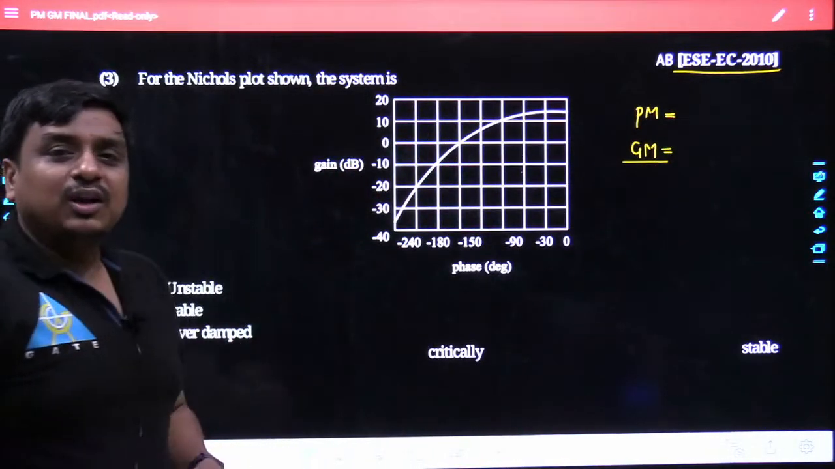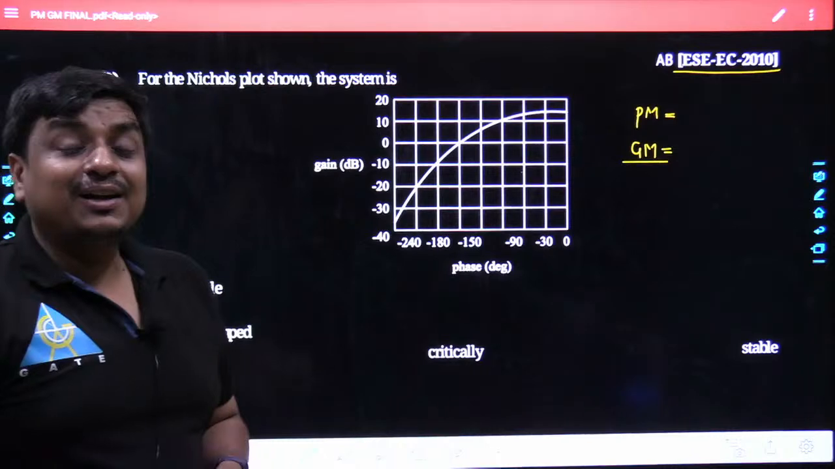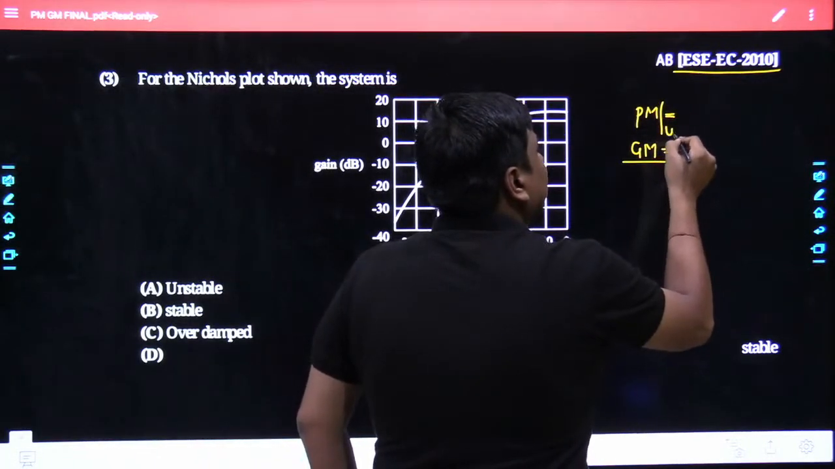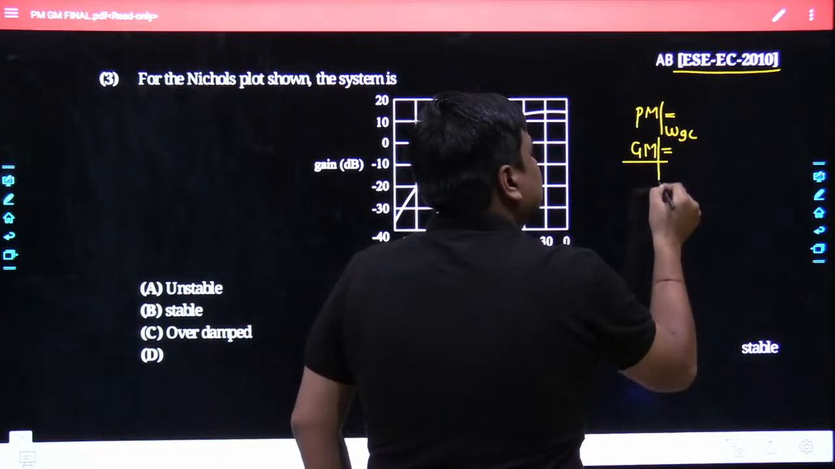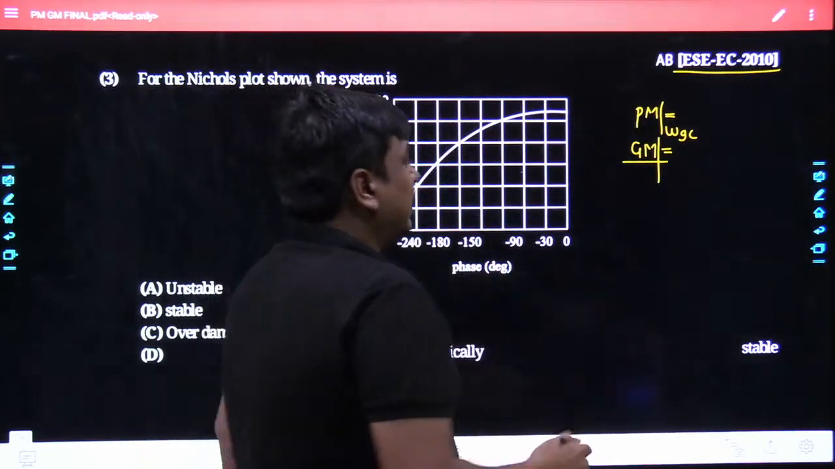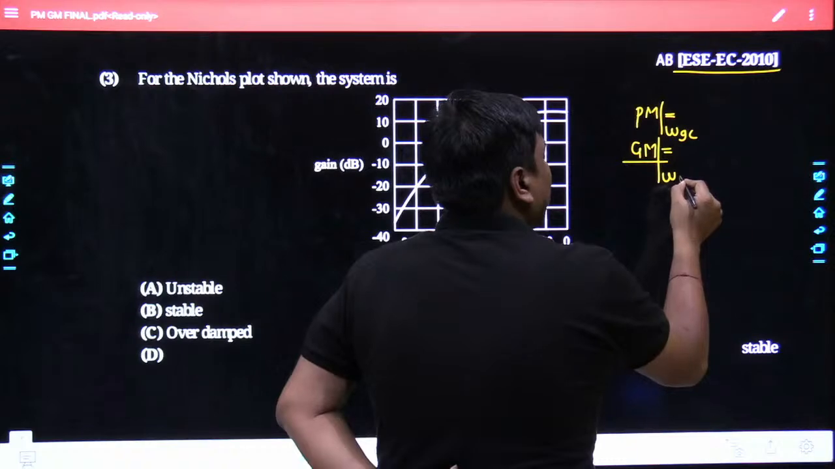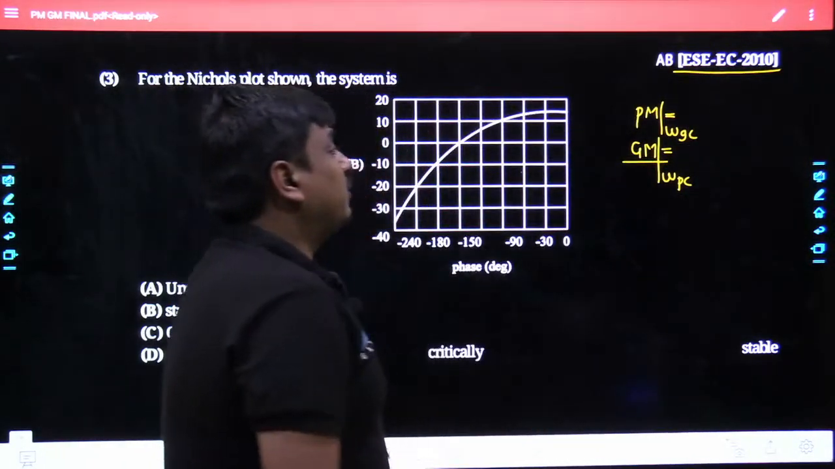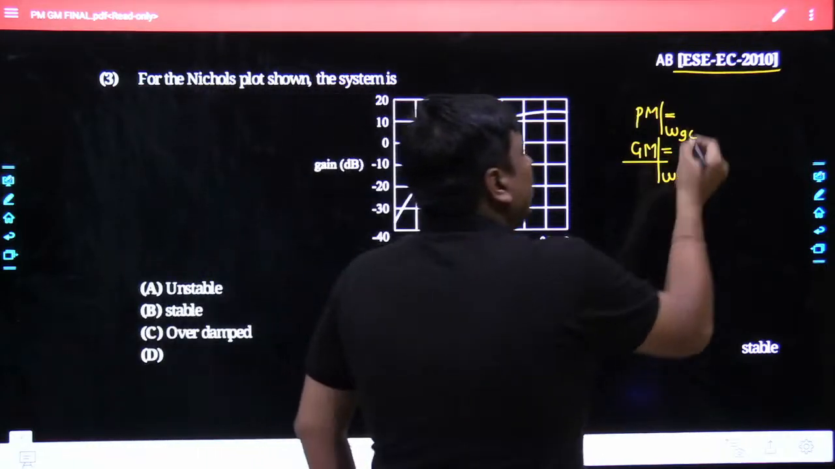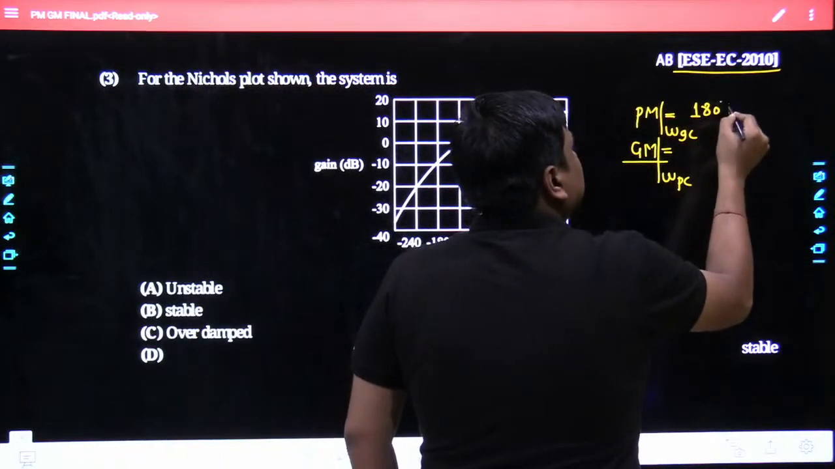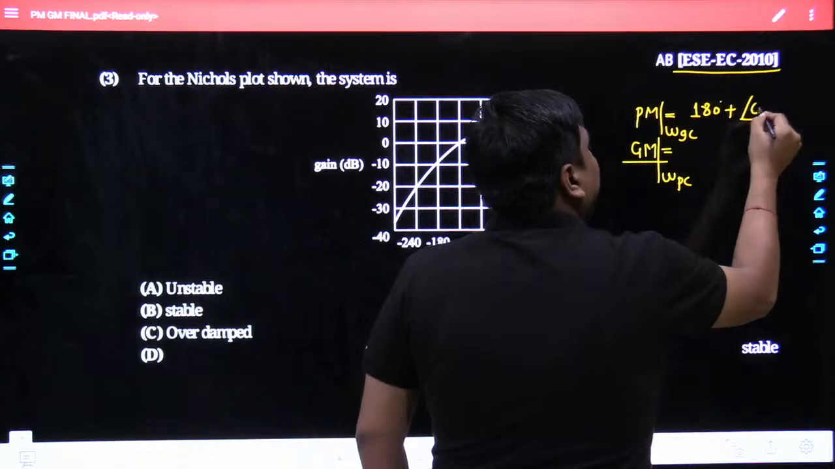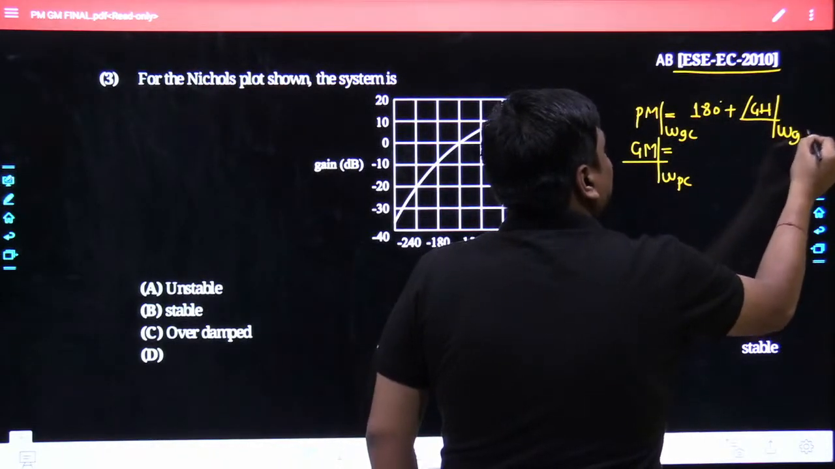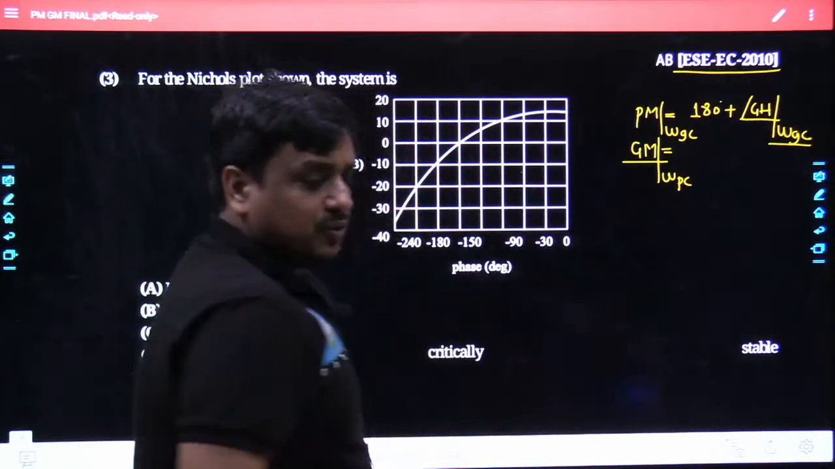If you are able to recall, the phase margin was calculated taking the reference of omega gc. Yes, the phase margin was calculated taking the reference of omega gc, and similarly the gain margin was calculated taking the reference of omega pc. If you can recall the formula for the phase margin, I need to add 180 degrees to the angle offered by the system, G(j omega) H(j omega), at omega equal to omega gc.